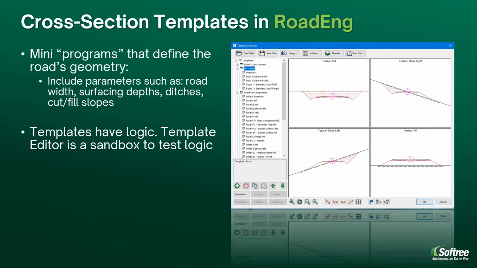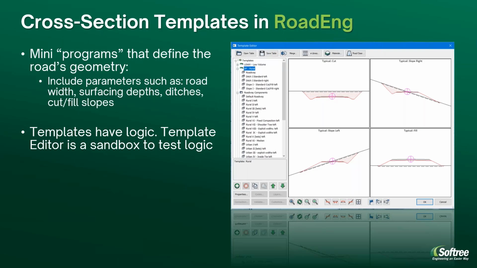Cross-section templates in RoadEng, what are they? They are essentially mini programs. And these mini programs inside the software really do define the road's geometry. Now, a road design without a cross-section template is essentially just an alignment or a line. So the cross-section is what's really building out that 3D aspect of it. The cross-sections can include parameters like your road width or corridor width. If you're using something that's not a road, you're doing rail or pipeline, again, it's going to define that width. The surfacing depths, the ditches, cut and fill slopes. It may even define benching, berms, and other elements that are being added to it.